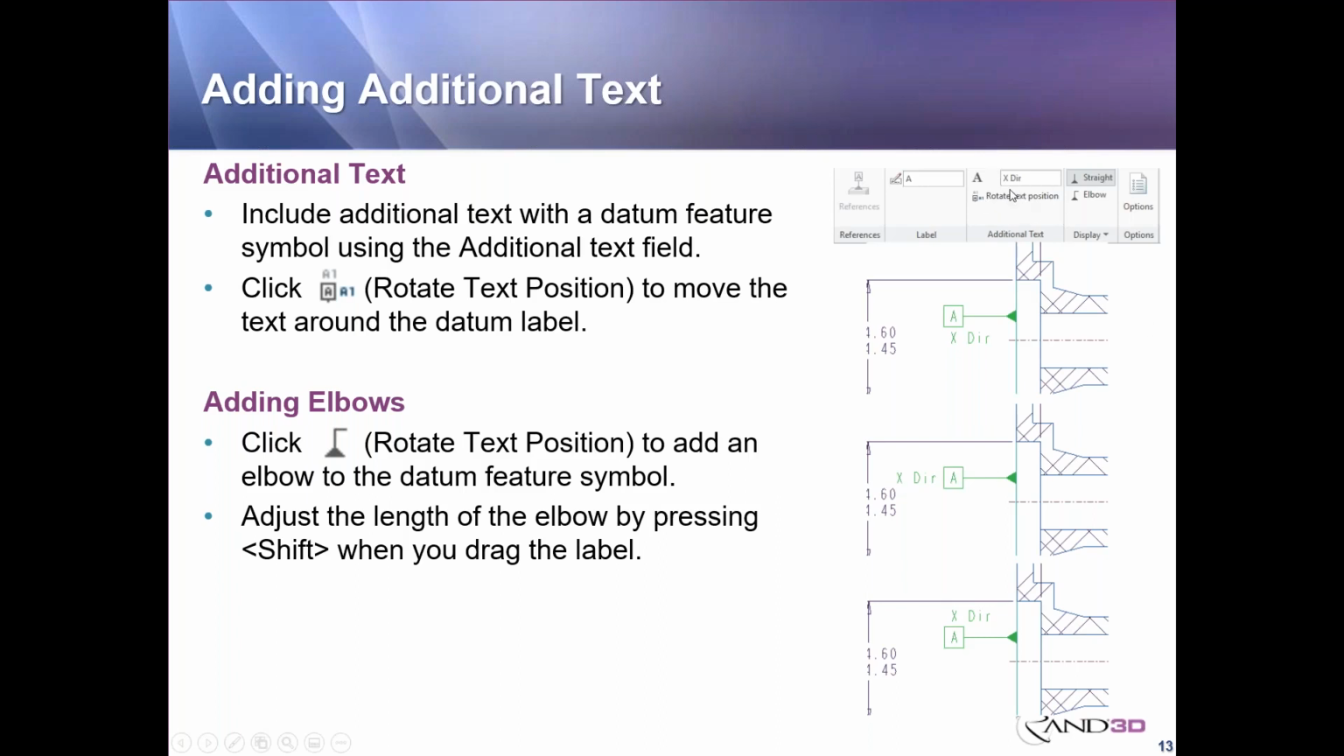And here's a little screenshot of that additional text area within the datum feature tab up in the ribbon. That rotate text position icon can be clicked on first to move the additional text to any of the three sides where the datum feature symbol stem is not coming out of the box. So you just drag it around. You can click the elbow option to add an elbow to the datum feature symbol. You can adjust the length of the elbow by pressing the shift key when you drag the label.